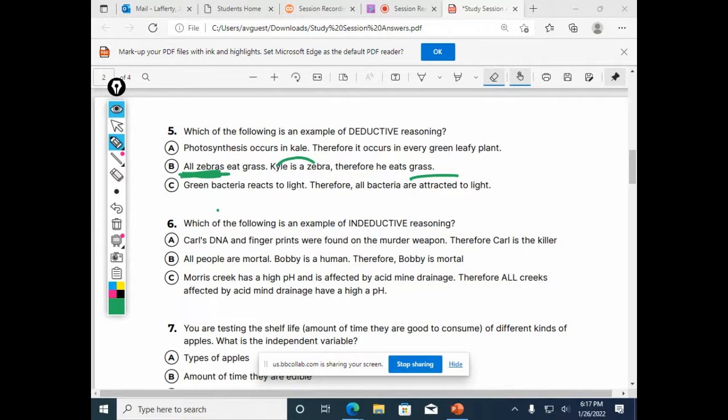Good. So you have one type of bacteria, green bacteria, and then you're saying all based off of that one type. Exactly right.